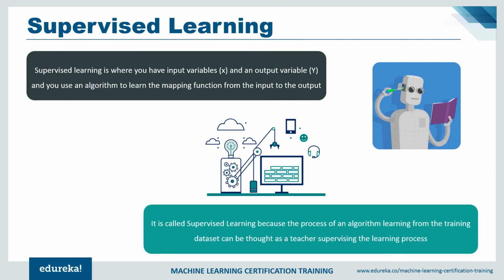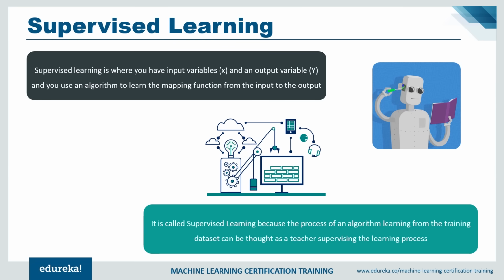So supervised learning is where you have the input variable x and the output variable y, and you use an algorithm to learn the mapping function from the input to the output, as I mentioned earlier with the example of face detection. It is called supervised learning because the process of an algorithm learning from the training dataset can be thought of as a teacher supervising the learning process.